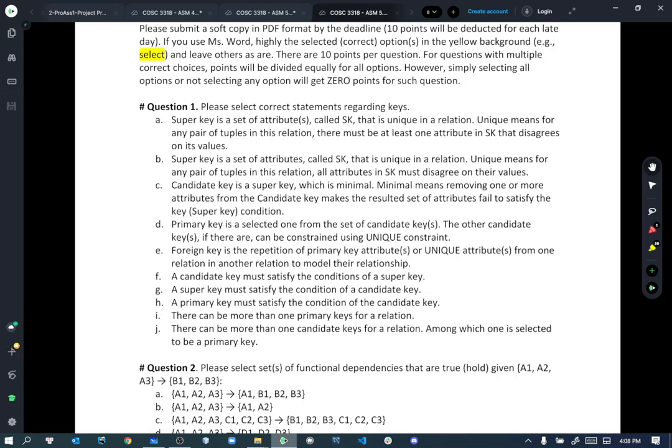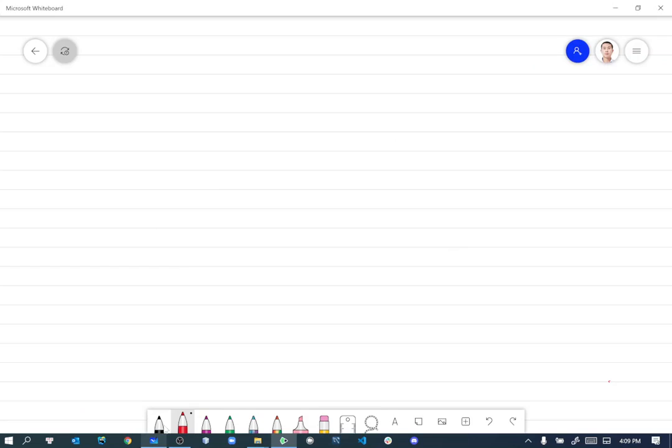So this one, we want to go through each of the questions. The first question will be, please select the correct statements regarding keys. And this one I have said many times already in the class, but I will just go through it one more time.